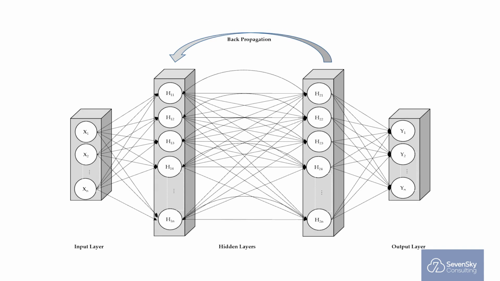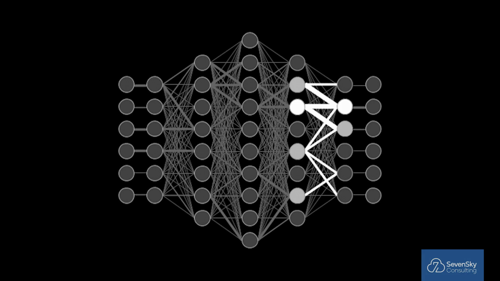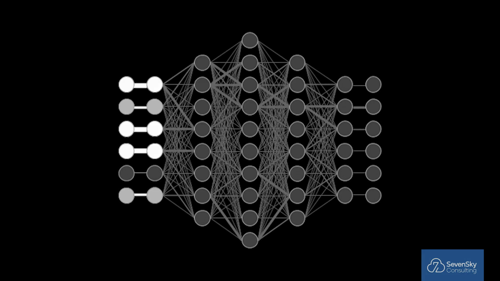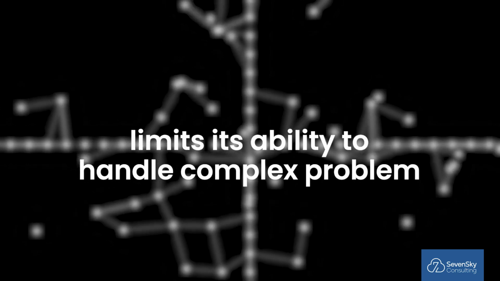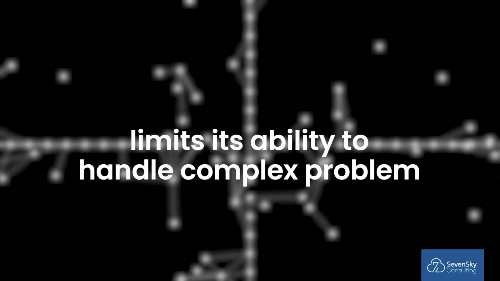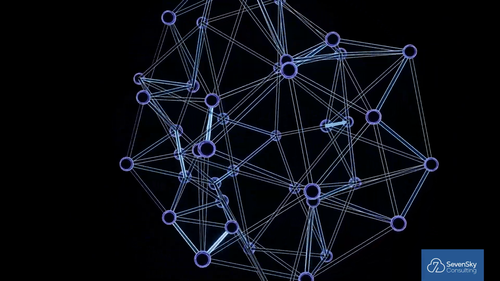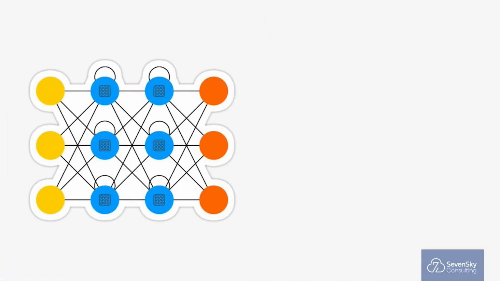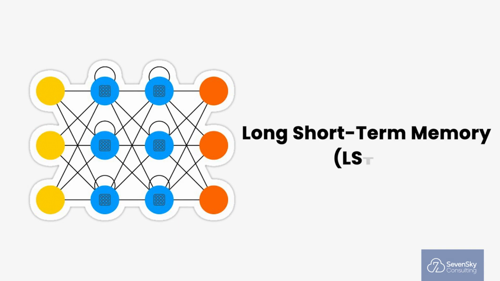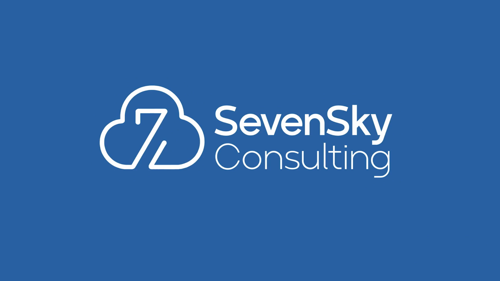This phenomenon explains why RNNs struggle with learning dependencies over long sequences. The network effectively forgets the earlier parts of the sequence, which limits its ability to handle complex problems. Now that we understand the limitations of RNNs, the next step is to explore how long short-term memory, LSTM, networks solve the gradient vanishing problem. Stay tuned as we dive into LSTMs and their innovative approach.